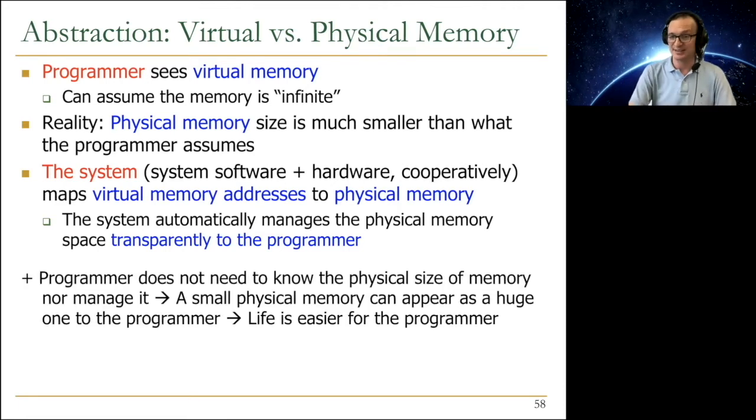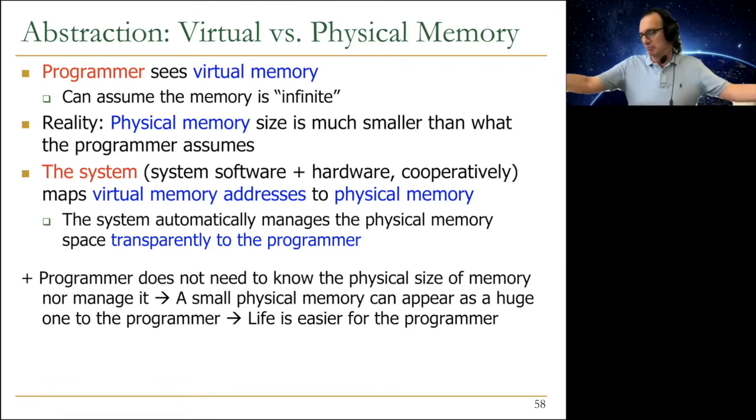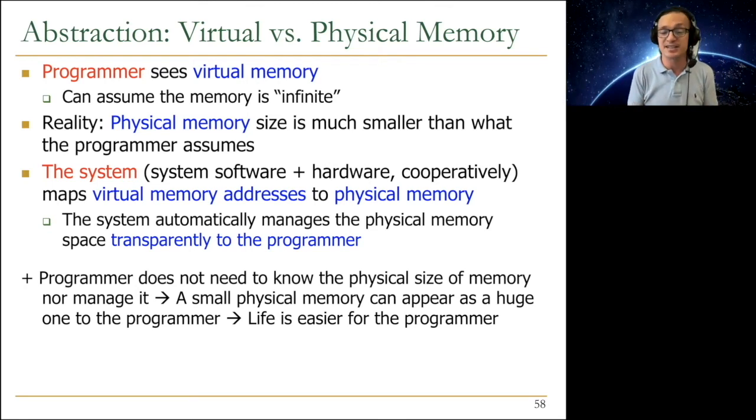To make the programmer's life easier. So the huge benefit, and this is called virtual memory, basically, it's an indirection, a virtual to physical indirection. This way, the programmer does not need to know the physical size of memory, nor do they need to manage it. And as a result, a small physical memory can appear as a huge one to the programmer because the programmer isn't limited by that small size. And as a result, life is easier for the programmer. Now that sounds great, right?